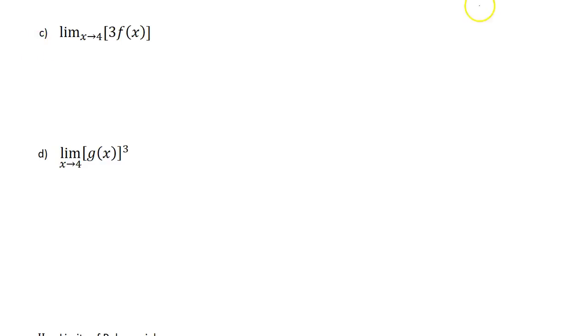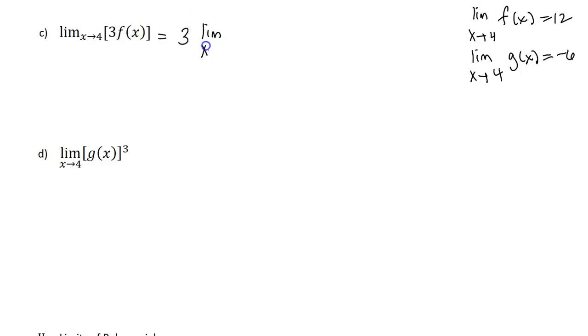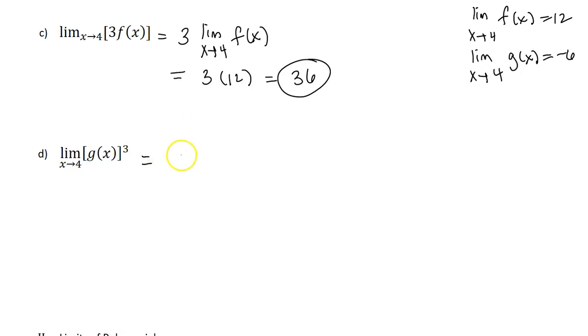Similarly, we'll recall with these two problems that the limit as x approaches 4 of f of x was 12, and the limit as x approaches 4 of g of x was negative 6. So in this case, this is going to be 3 times the limit as x approaches 4 of f of x, which is 3 times 12, which is 36. And with this last one, you can make this the limit cubed. So the limit as x approaches 4 of g of x was negative 6. So this is negative 6 cubed, which is negative 216.